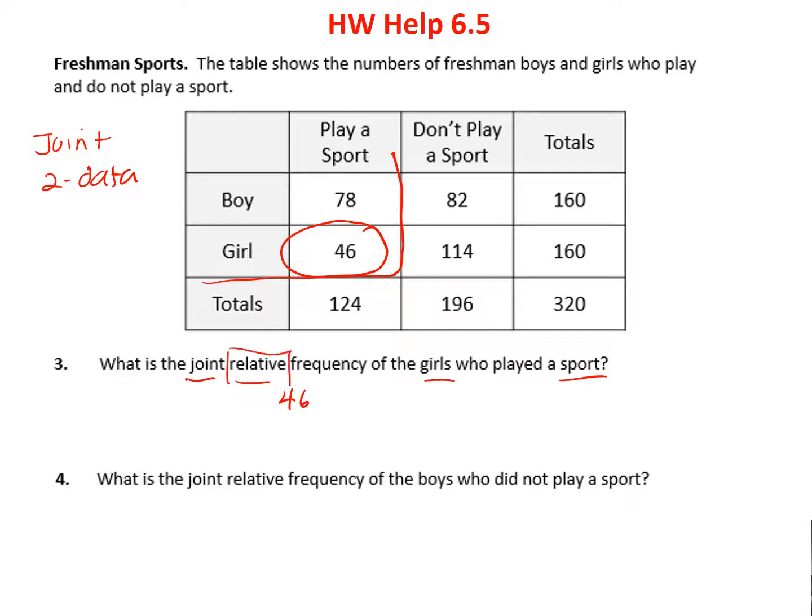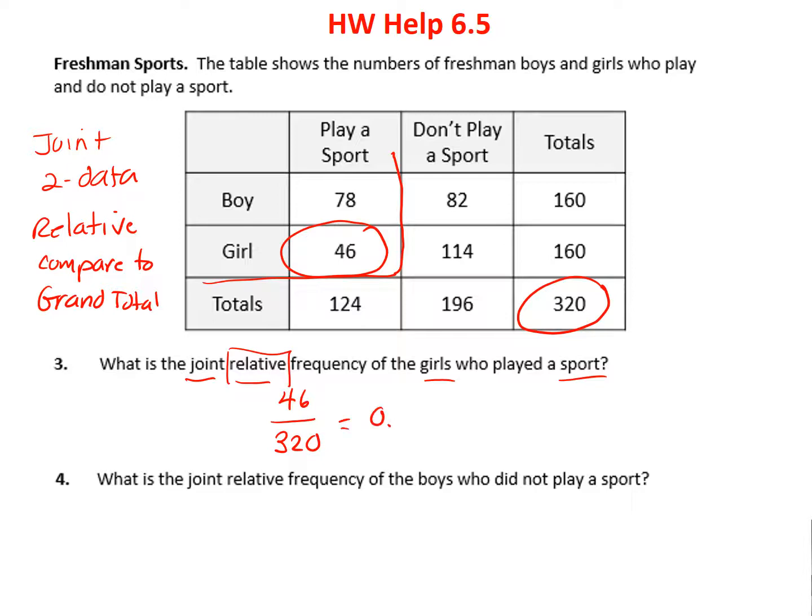This time, however, they want the joint relative. Relative means it's related to something, and we're going to compare it. So what we're going to do is compare to the grand total. Well, the grand total of boys and girls and freshmen is 320. So what I'm looking at for joint frequency is 46. Joint relative frequency is 46 compared to 320. And when I do that on my calculator, I get 0.14375, or I can round off to 0.144, which tells me that about 14% of the total freshmen are girls who like to play sports.